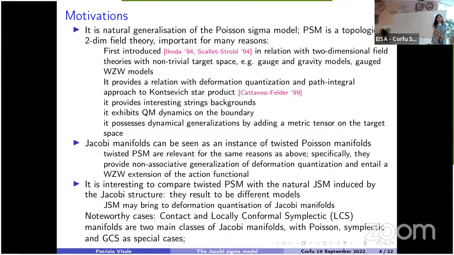Being a topological... Kontsevich himself. Yes, I mentioned this paper because it is the approach that I am using to generalize it to the Jacobi.